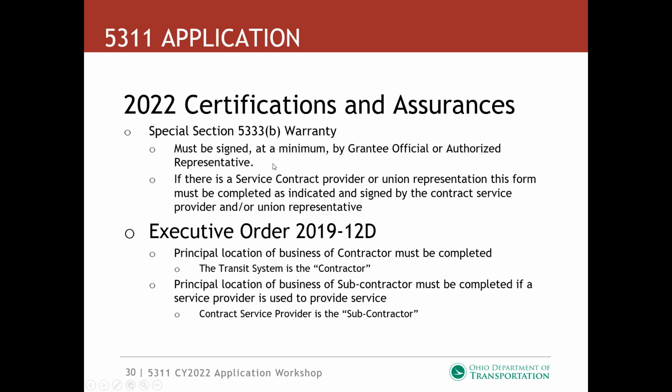A couple of things that's within the 2022 certifications and assurances, as in the past, is the 5333B warranty, and then the executive order 2019-12D. These are both still in there. Again, the 5333B warranty has to be signed as a minimum by the grantee official or the authorized representative. And then if you have service contract provider, a third-party provider, or union representation within your organization, those organizations do also need to sign this 5333B warranty document within the certifications and assurances.